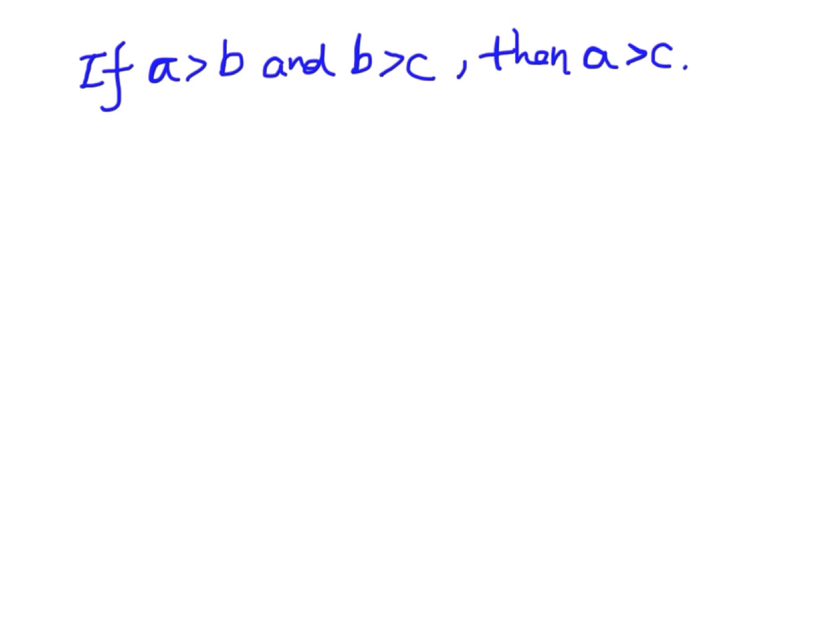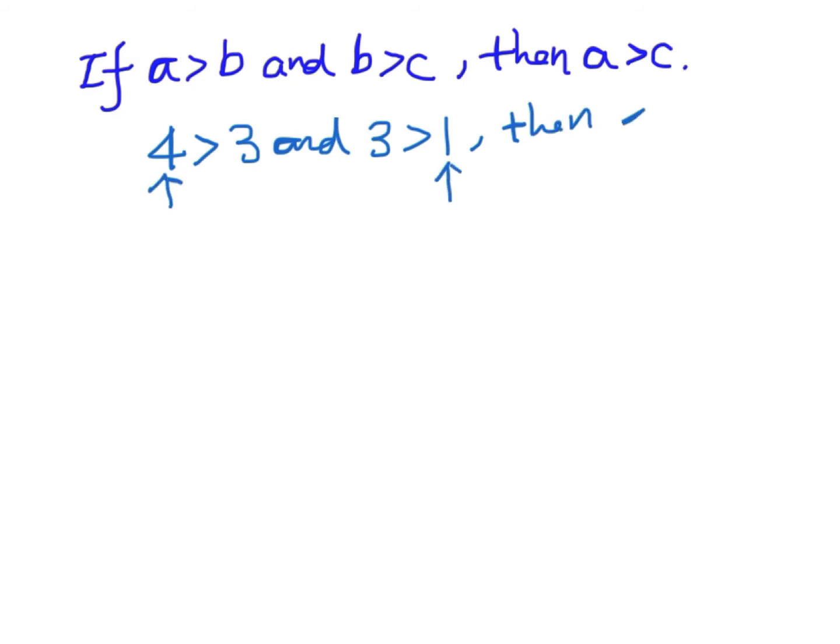Look at some basic properties of inequality. If A is greater than B and B is greater than C, then A is greater than C. And in fact, this is quite obvious. Let's say if 4 is greater than 3 and 3 is greater than 1, then we can conclude that 4 is greater than 1. This is always true.